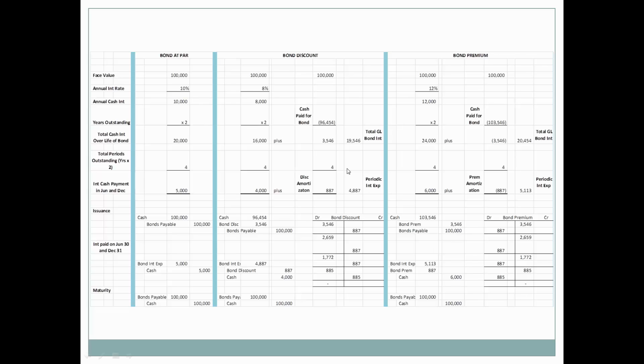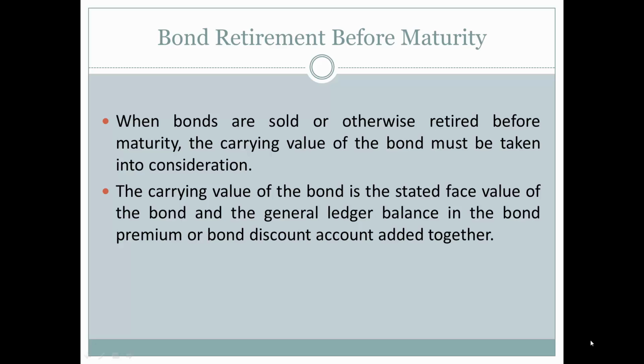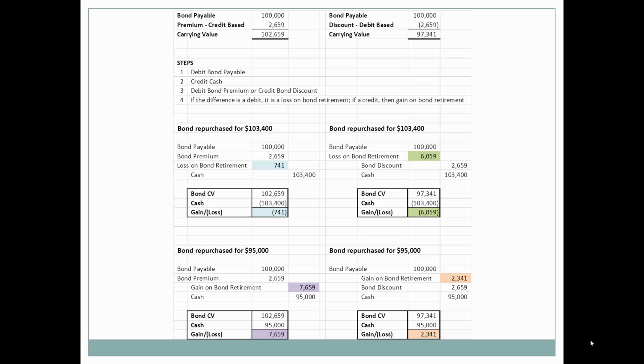Now let's look at one more issue with relationship to bond. Bond retirement before maturity. When bonds are sold or otherwise retired before maturity, the carrying value of the bond must be taken into consideration. The carrying value of the bond is described as the stated face value of the bond and the general ledger balance in the bond premium or the bond discount account added together. So how does that look?